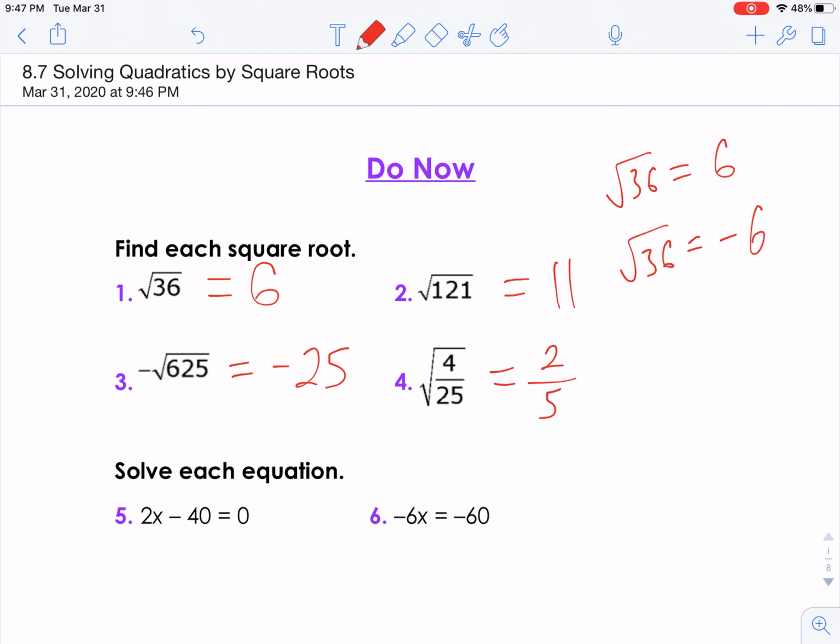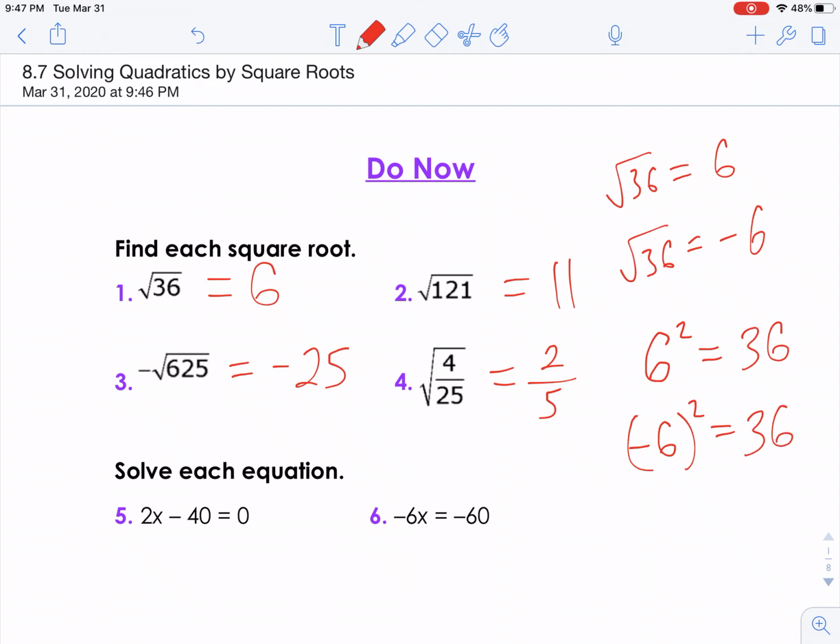Because what is the square root? Well, whatever the result of the square root is, if you take that number and you square it, you get back the number under the radical, right? So 6 squared is 36. But there's another number that if you square it, it's also 36, and that's negative 6.